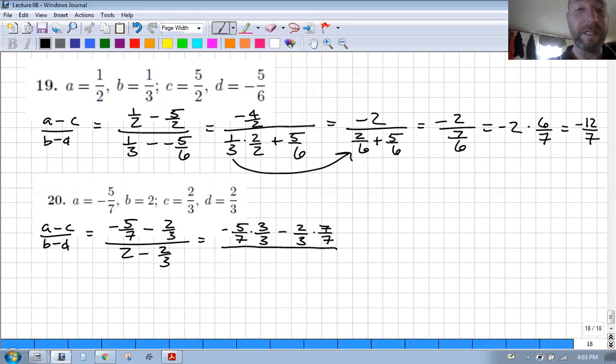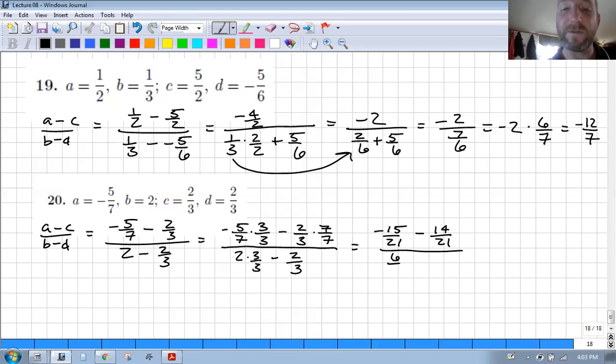Now on the bottom, we need a common denominator again. I'm going to multiply this 2 by a 3 over 3. So now they both have 3's on the bottom. So up here we have a negative 15 over 21 minus 14 over 21. Then we have a 6 over 3 minus 2 over 3. So since we have common denominators now, negative 15 and a negative 14 give us a negative 29 over 21. 6 minus 2 is 4.